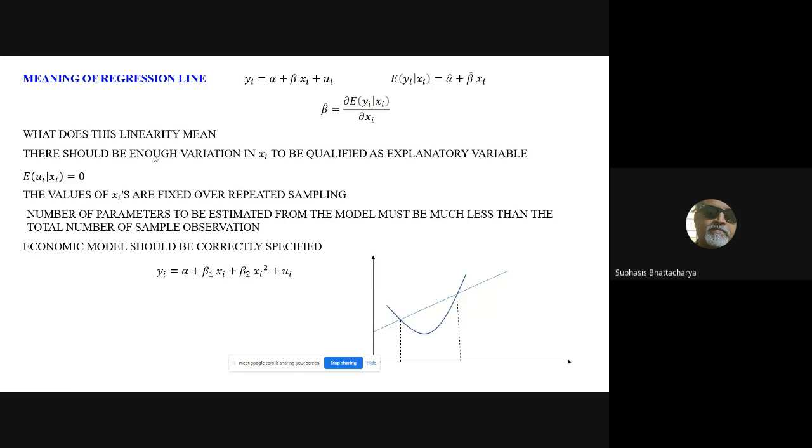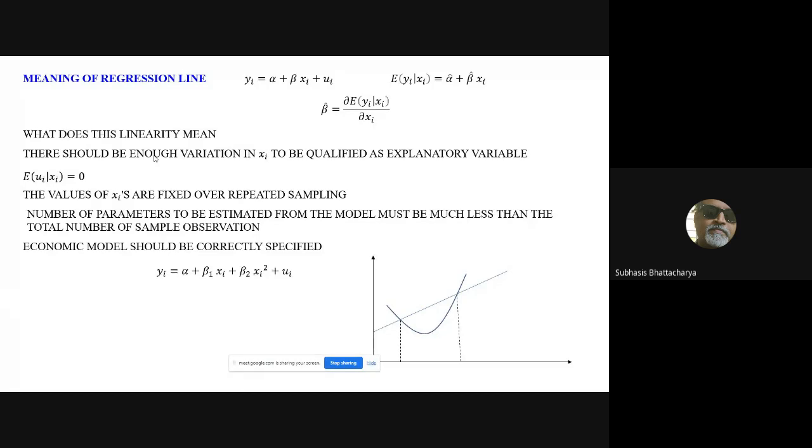The second one is that there should be enough variation in xi. If all the xi's are equal, suppose all the income data are equal, then what will we get? You cannot get the variation in yi. So when you are going to survey, there must be enough variation in your independent variable. And the third one, already we discussed, is that the stochastic disturbance mean is 0.